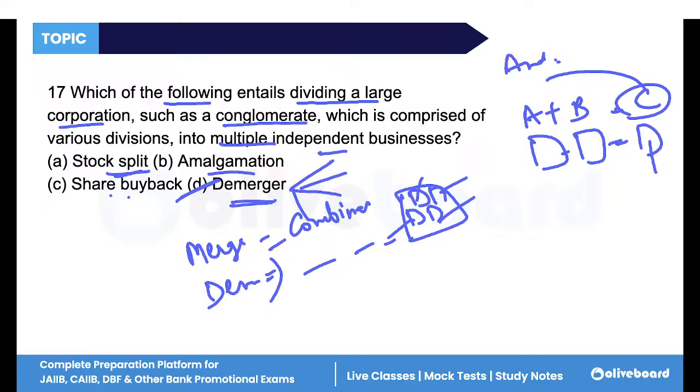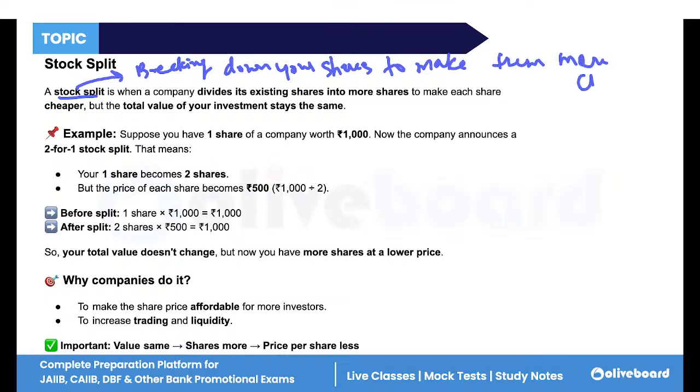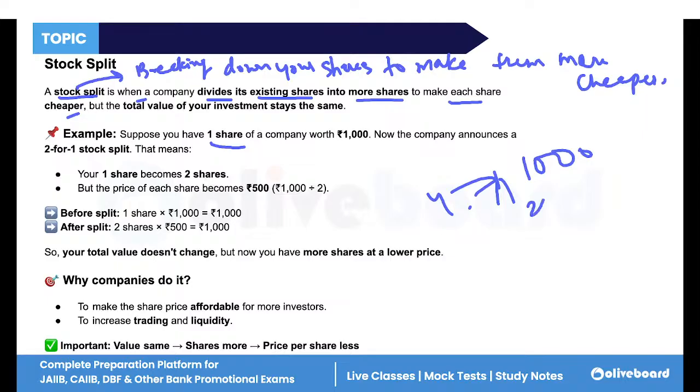Now, what is a stock split? It is when a company divides its existing shares into more shares to make each share cheaper. Suppose you have one share of a company worth rupees 1,000. Now you divide that one share into four parts, so each share will cost 250. Or in a two-for-one stock split, your one share becomes two shares, and the price of each share becomes 500, that is divided by 2. If you divide by 4, each share will be 250.